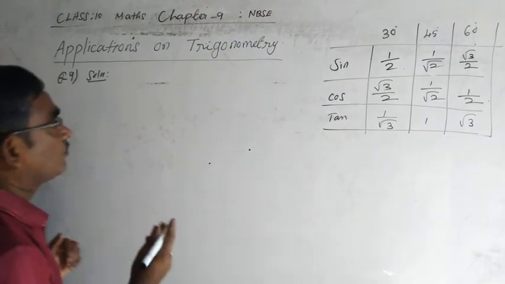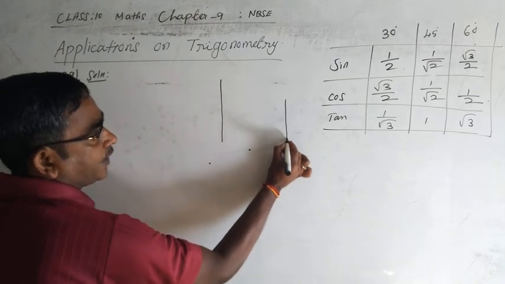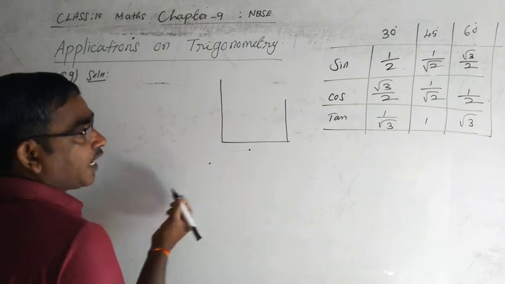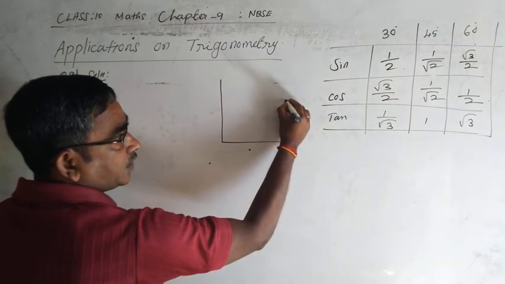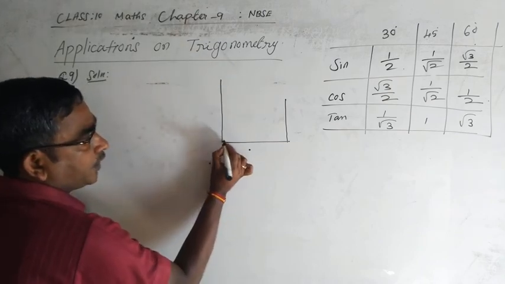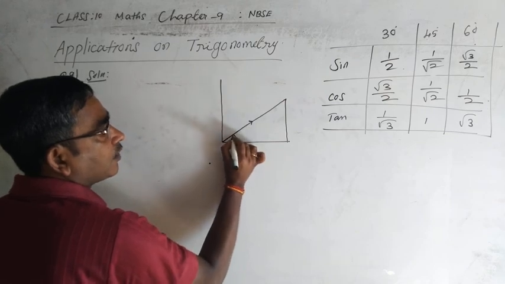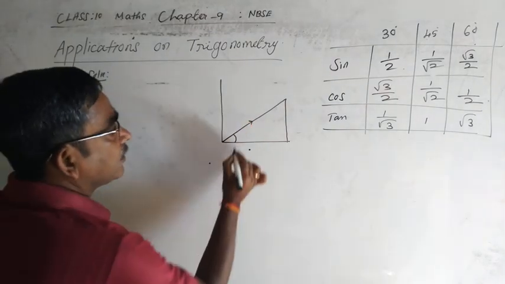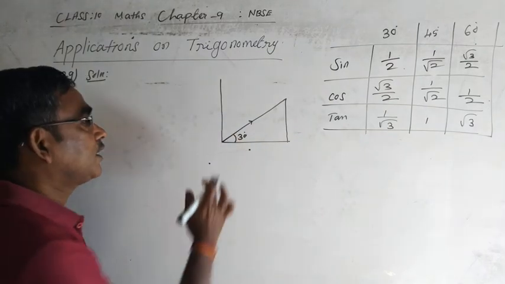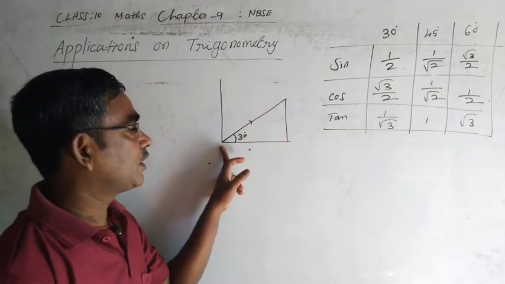Okay. That means there are two parts. One is a tower, one is a building. The horizontal line is the earth, parallel to the earth. So the angle of elevation of the top of the building: we are watching the top of the building from the foot of the tower. From here, you are watching the top of the building. This angle is 30 degrees, given.